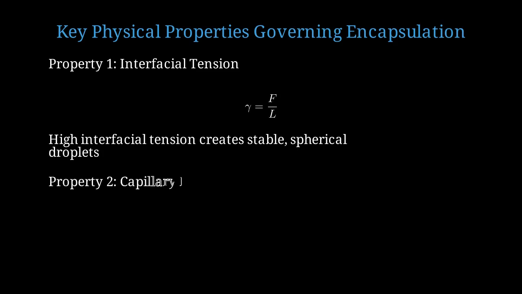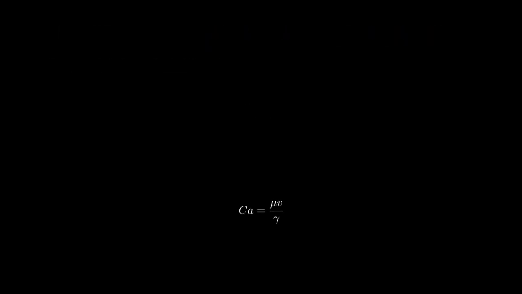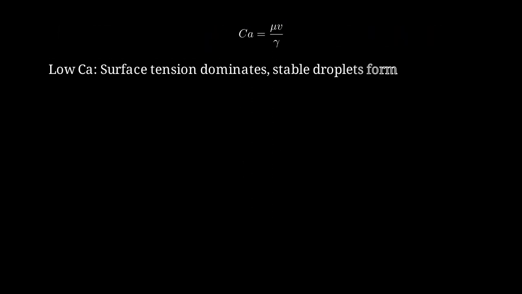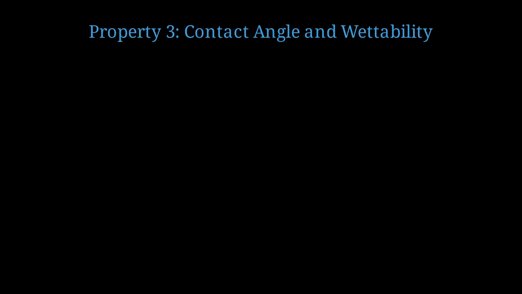The second important property is the capillary number, which compares viscous forces to interfacial tension forces. The capillary number equals dynamic viscosity times velocity divided by interfacial tension. When the capillary number is low, surface tension dominates, and you get nice, stable, uniform droplets. This is the regime we typically operate in for encapsulation. When the capillary number is high, viscous forces dominate, and droplets can deform or break apart, which we generally want to avoid.